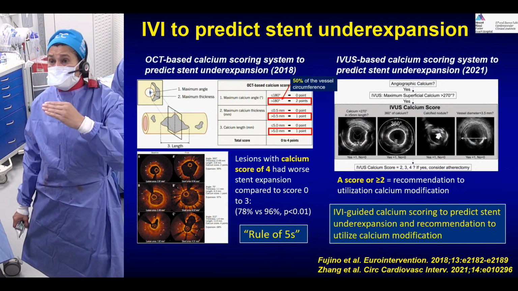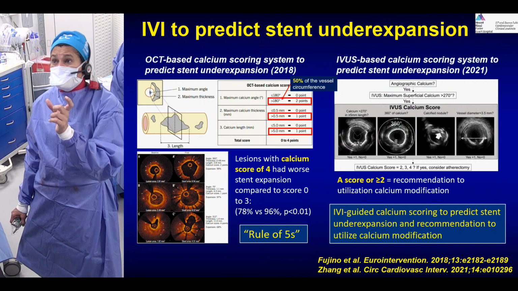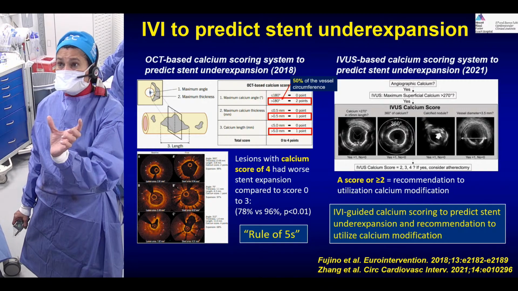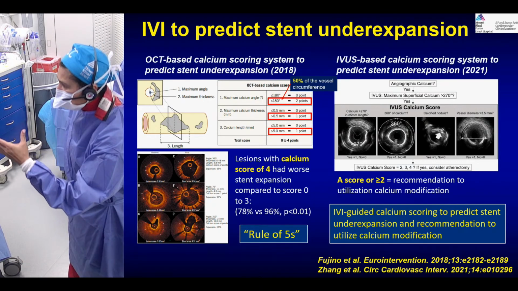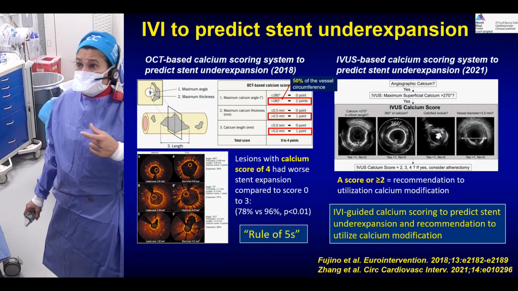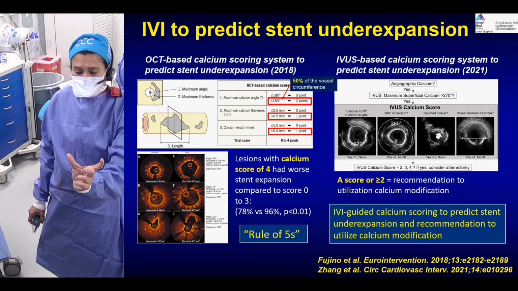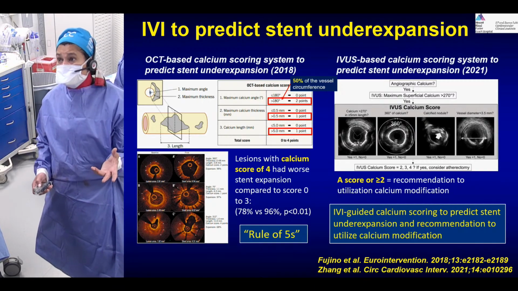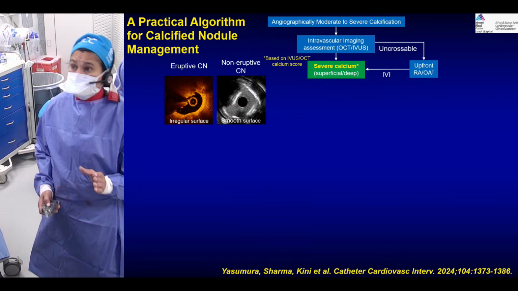This is the rule of 5 for OCT, which I was talking about. So the first one is 50, the arc of calcium, which has to be more than 180 degrees. Then thickness, 0.5. Our thickness was from 0.3 to almost 1 millimeter, which we are trying to say was thick. And then the other one we mentioned was the length, 5 millimeters. Of course, we know our length was very long in this case. So remember this rule of 5, which is very important to understand calcium.